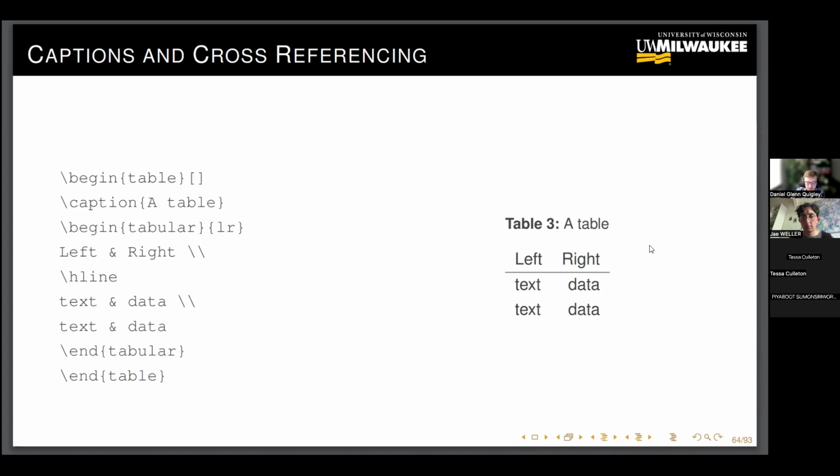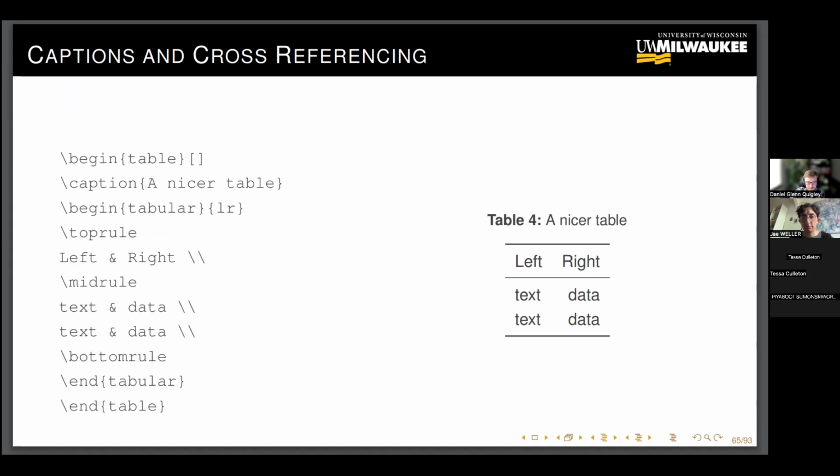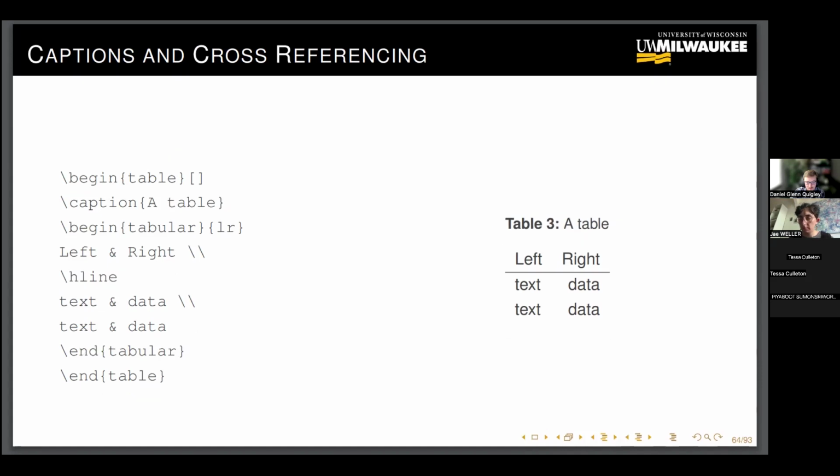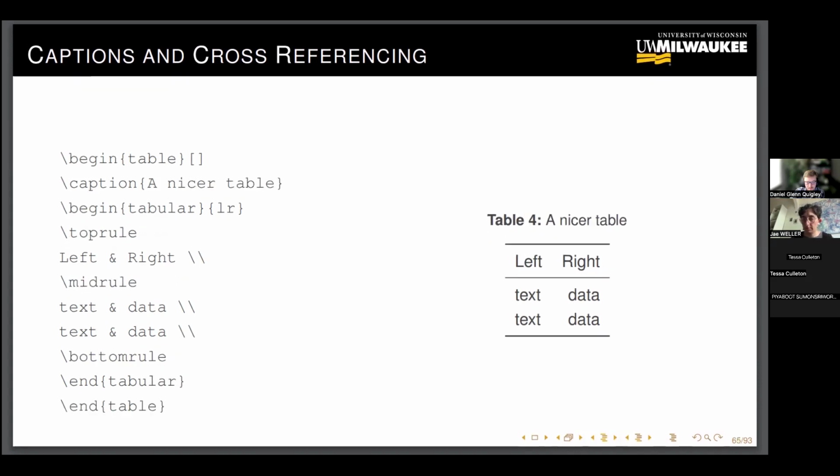So what does that look like? So here's our table from before. Now I just included a caption command and I gave it an argument. So it already counts it and it gives a little caption. So here it is again with booktabs. I gave it a nicer table and you see how it's automatically numbering them.